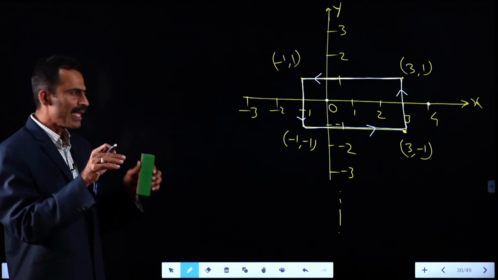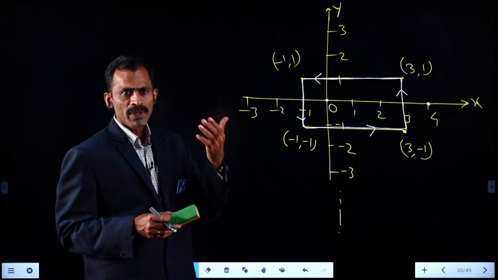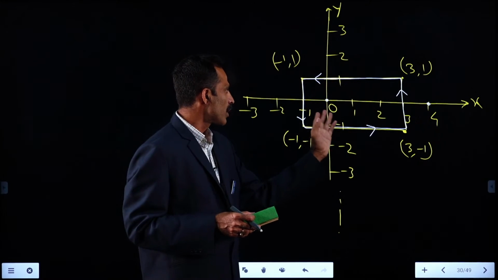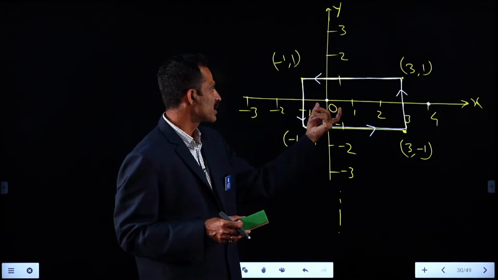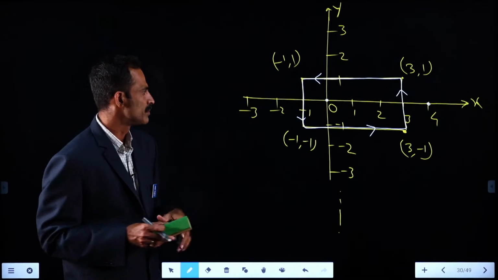If one or more singular points lie inside the region, then we apply Cauchy's integral formula. If there is no singular point inside the region, then we apply Cauchy's theorem directly. But here one of the singular points is inside the region, so we do the problem by Cauchy's integral formula.